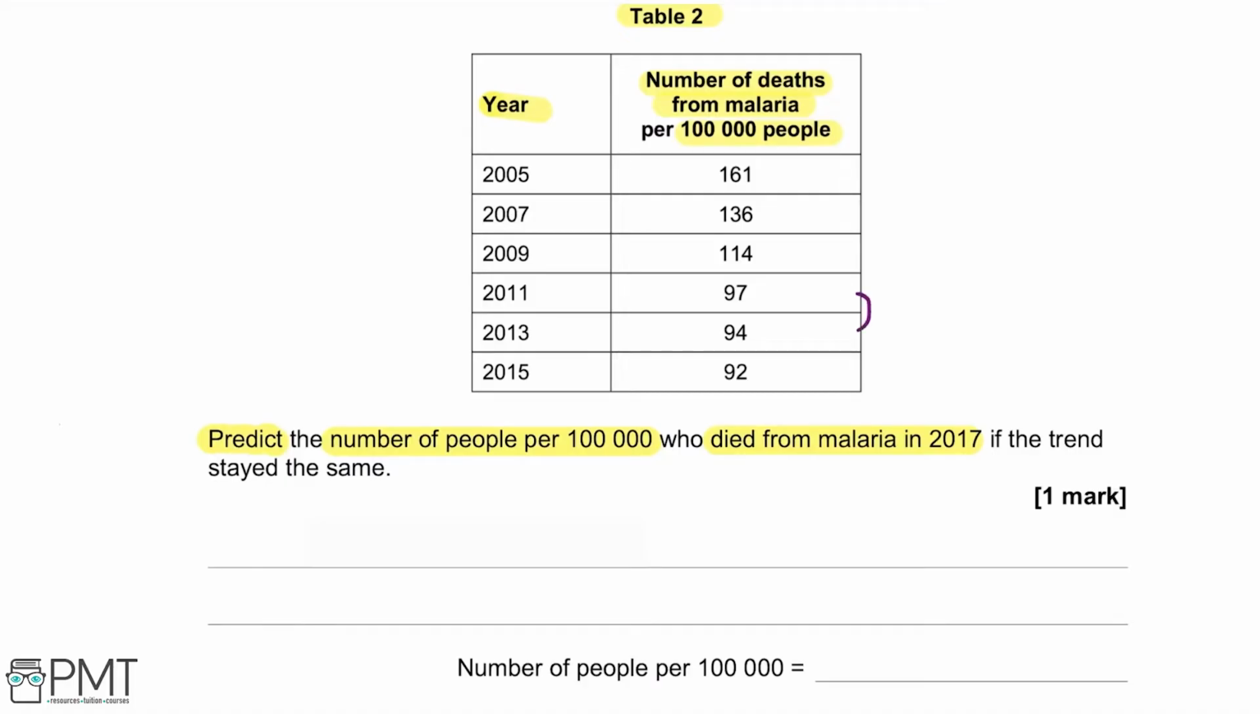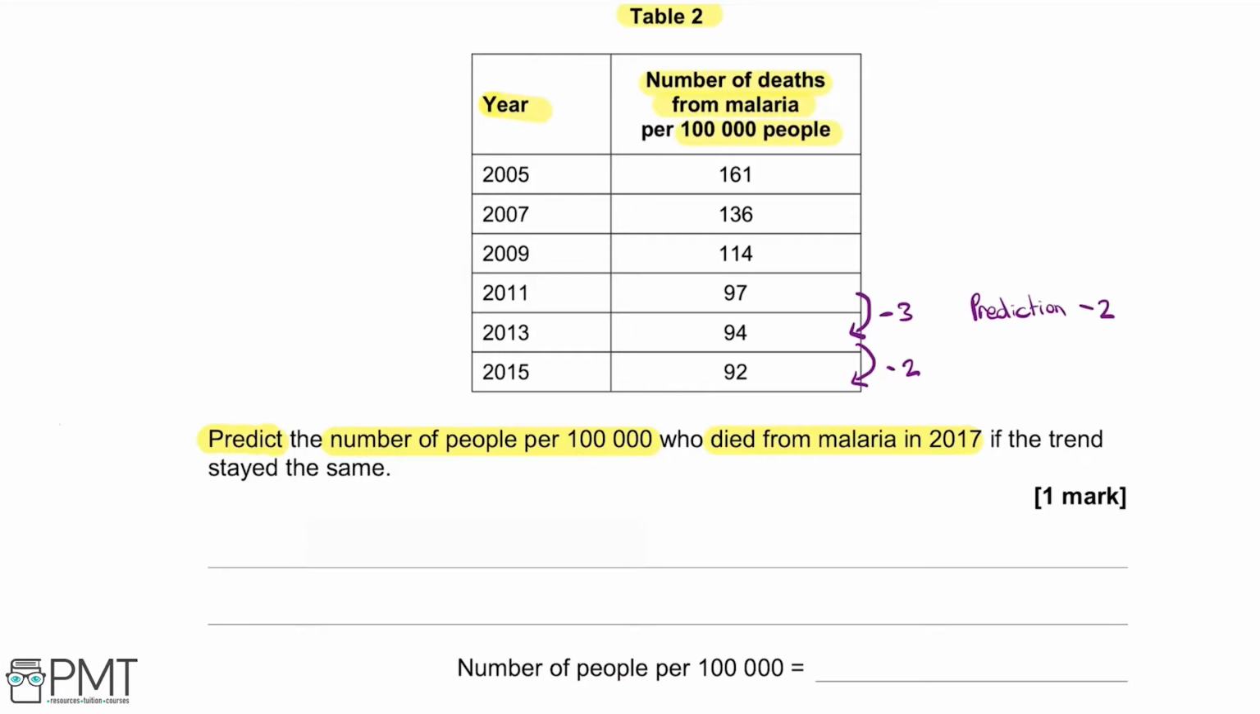So from 2011 to 2013, the number of deaths per 100,000 decreases by 3. Similarly, from 2013 through to 2015, it goes down by 2. So the next jump we want to make wants to be decreasing by 2 or 3. So as an example, we might decide to make the prediction that the number of deaths from malaria per 100,000 people will decrease by another 2 in the next 2 years.